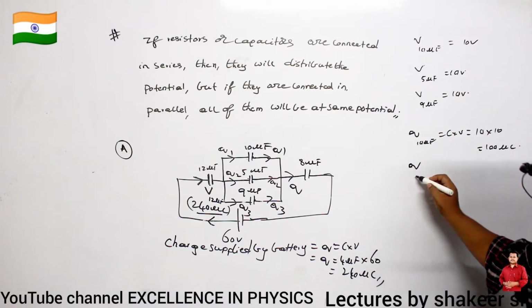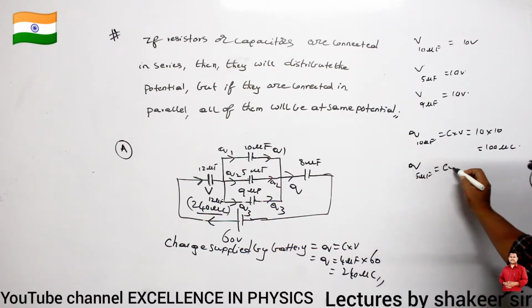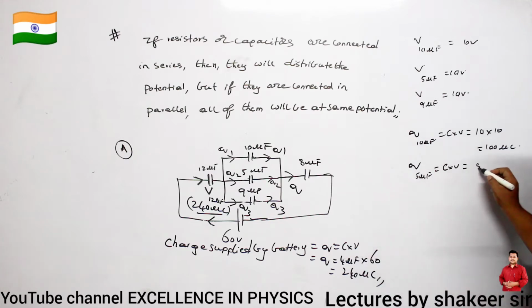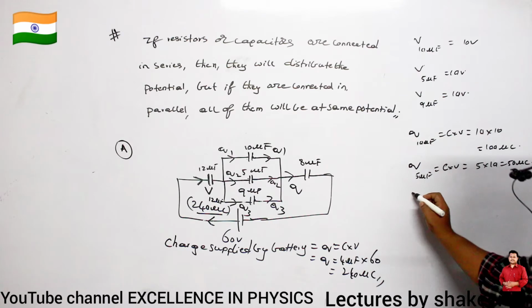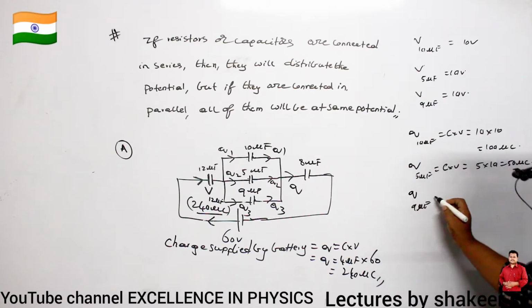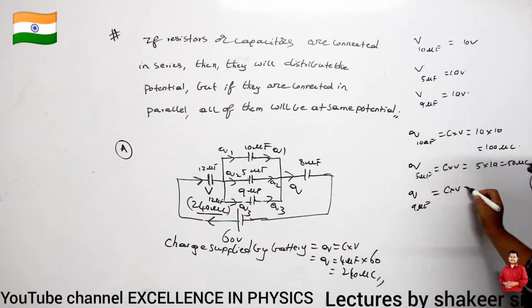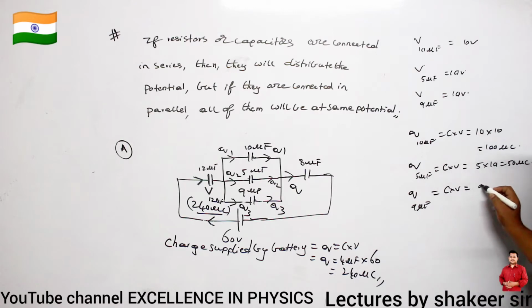So the charge present on 5 microfarads: Q is equal to C into V. Capacitance is 5, potential is 10. So 50 microcoulombs of charge. The charge present on the 9 microfarads capacitor: Q is equal to C into V. Capacitance is 9, potential is 10. So 9 tens are how much? 90 microcoulombs of charge. Clear?